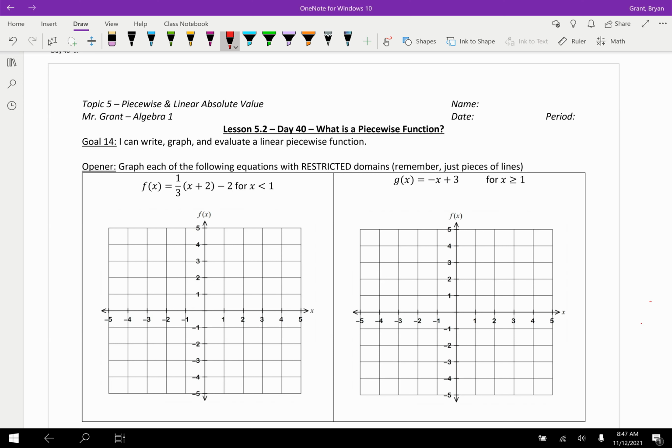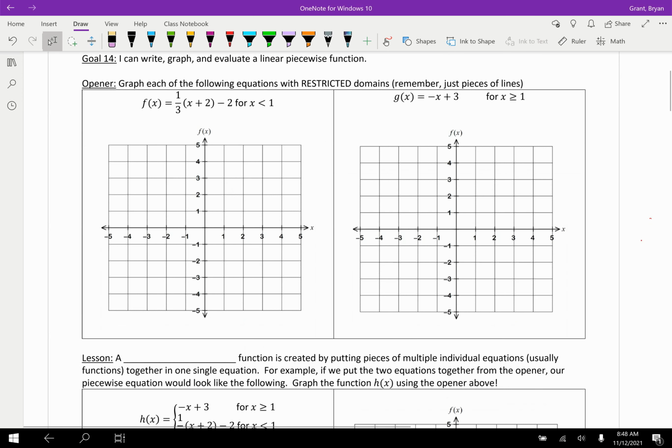As a reminder, our theme for Topic 5 is piecewise functions and linear absolute value. Really, these first two classes are all about piecewise functions, and we'll define what a piecewise function is soon. Then 5.3 next class is going to start to make the jump between a piecewise function and an absolute value function, and then we'll finish off Topic 5 all about absolute value functions. So, let's begin. Your opener is a reminder from last class.